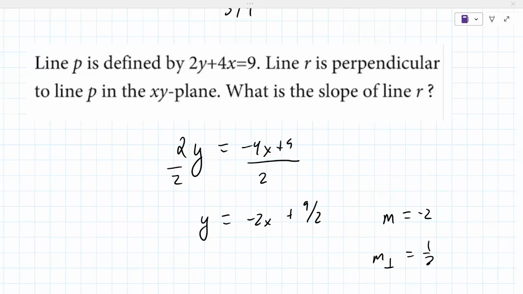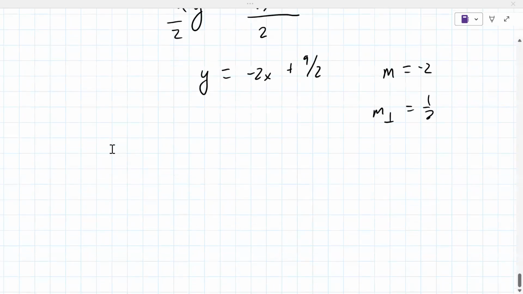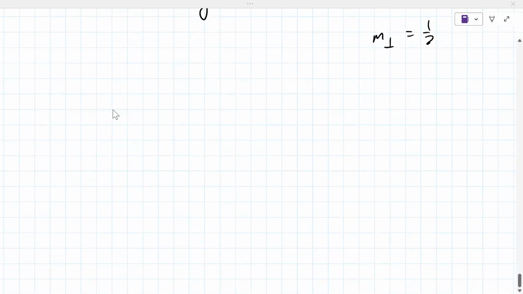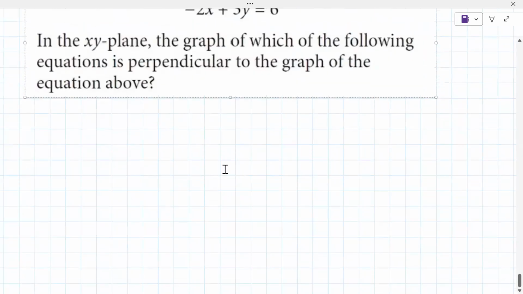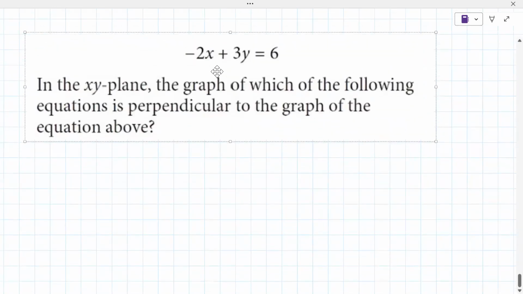Let's look at another one here. Before I give you the multiple choice, could you determine the slope of this line, please? Sure.